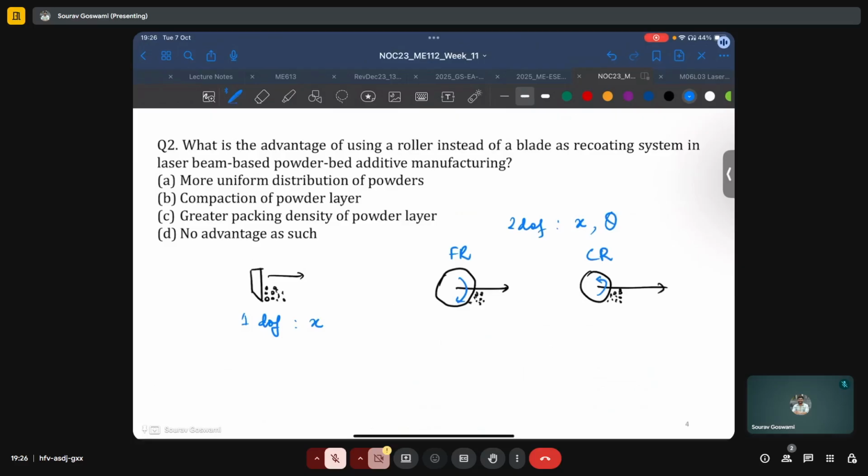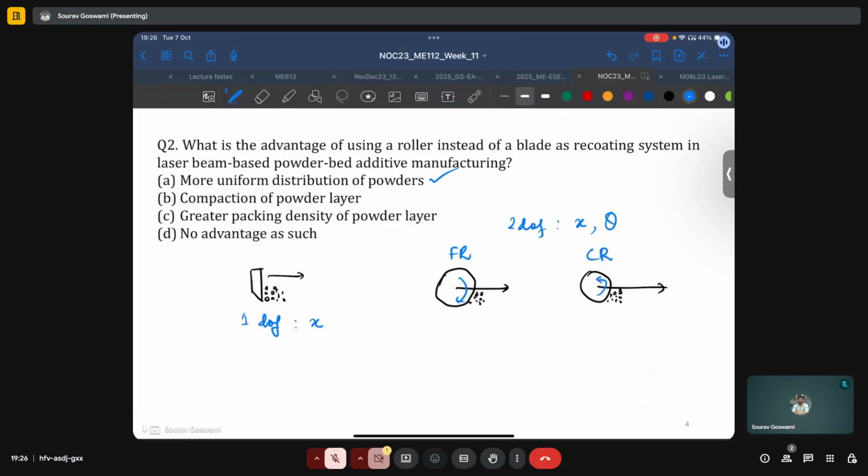Does roller lead to more uniform distribution of powders? This is correct. We saw that while doctor's blade is capable of handling a larger quantity of powder per layer, the distribution may not be as uniform and the packing density may not be as good as that achieved from roller.